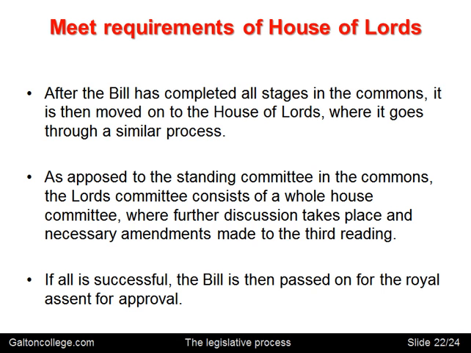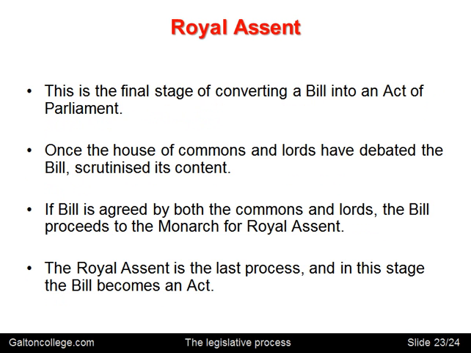If all is successful, the bill is then passed for royal assent for approval. So it's passed on to the monarch to be signed, at which point it becomes law. Now, royal assent, this is the final stage in converting a bill into an Act of Parliament.